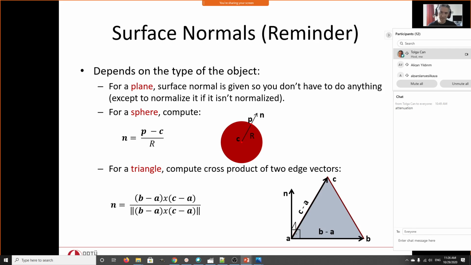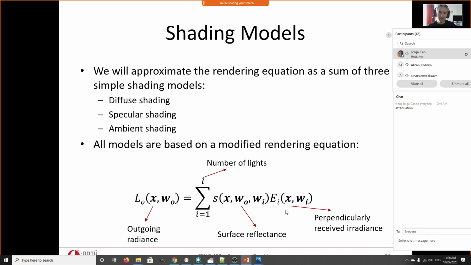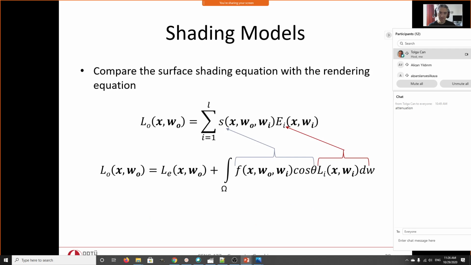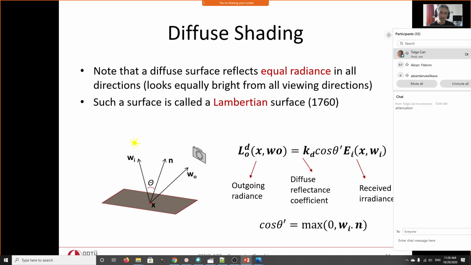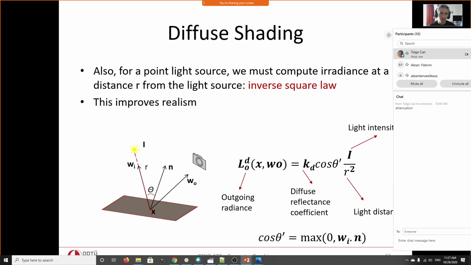These are the surface normals. The sphere surface normal is simply P minus C. We have talked about that. The surface normal of a triangle is simply the cross product of any two edges. The shading model we will use is simple. It will be composed of diffuse, ambient, and specular components. We have talked about the diffuse component: the angle between the light and the normal vector is called theta here. The cosine theta will be multiplied with the reflectance coefficient to find the diffuse component.